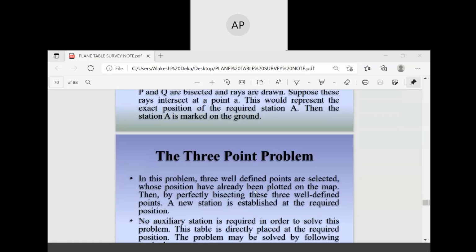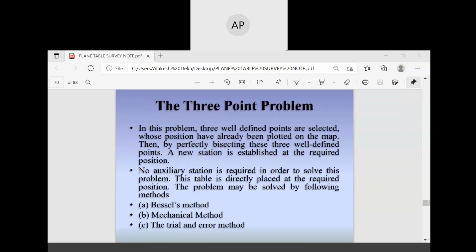And the next one is the 3-point problem. Here we have taken 3 well-defined points. In the 2-point problem, we have taken 2, but here we have taken 3 well-defined points whose distances are measured, whose positions have already been plotted on the map. Then, by bisecting these 3 well-defined points, a new station is established. No auxiliary station is required in order to solve this problem. The table is directly placed at the required position.